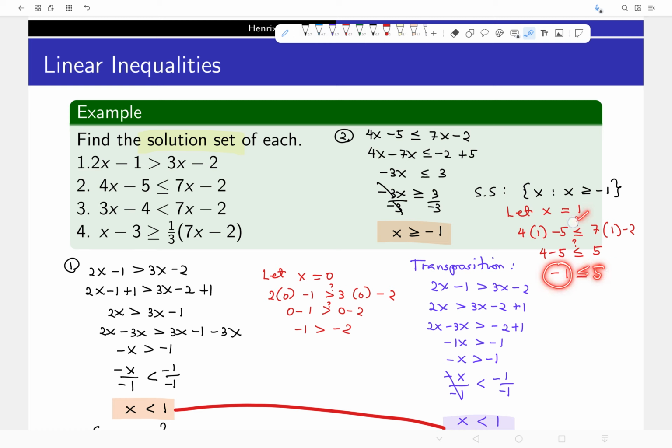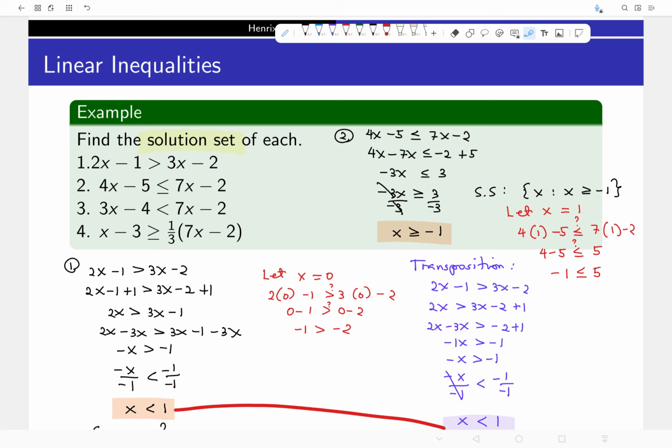So x equals 1 can be a value of x. You can try many values. In this case, there are infinitely many values of x that we can try. Unlike linear equalities, where we only have one value of x, this time we have many values of x, or sometimes there are no values of x that can satisfy our inequality. There are cases.